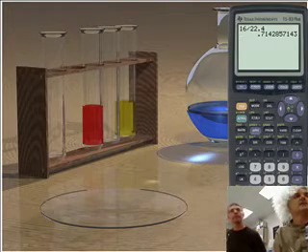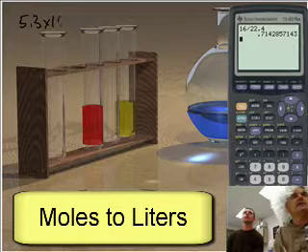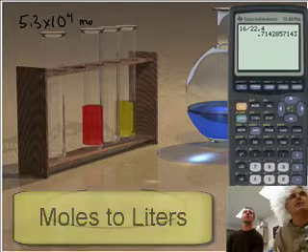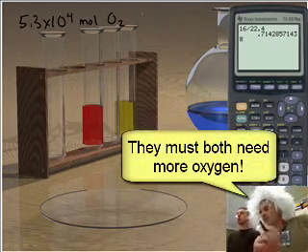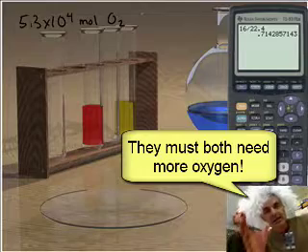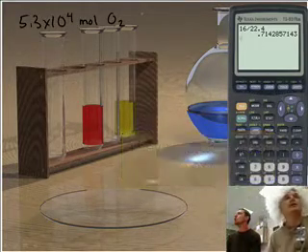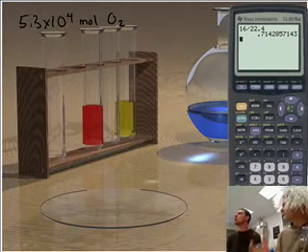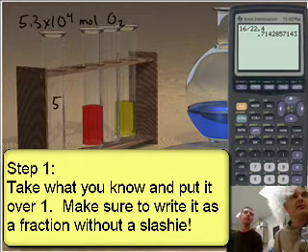Let's do one more. We went from liters to moles. Let's go moles to liters, and we'll be done. So let's say we've got 5.3 times 10 to the 4th moles of oxygen. You know that in Woodland Park there's less oxygen than in other places, because we live at high altitude. Take a deep breath.